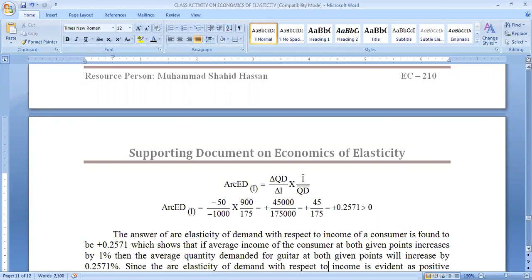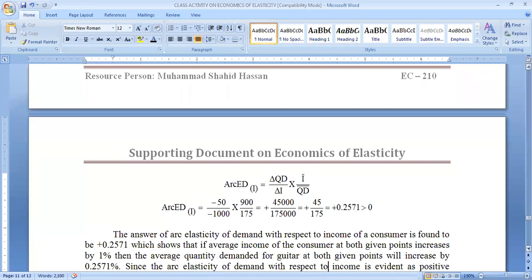Why is it increasing? Since the coefficient is found to be positive, it is plus. So plus means that if average income increases by 1%, then the average quantity demanded will also increase. But by how much? The answer will tell us that the average quantity demanded will increase by this much percentage change. So since we have found the answer to be 0.2571, therefore by increasing average income 1%, the average quantity demanded will also increase by 0.2571%. Okay.